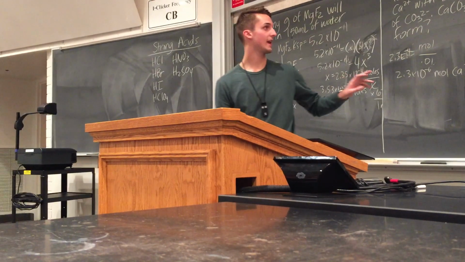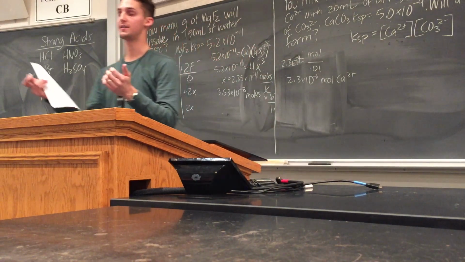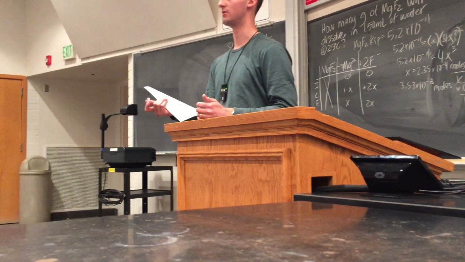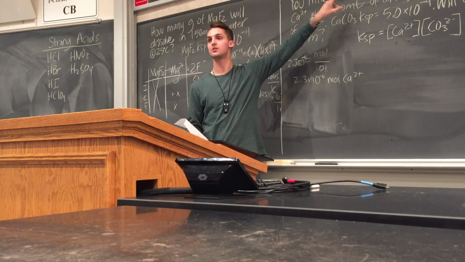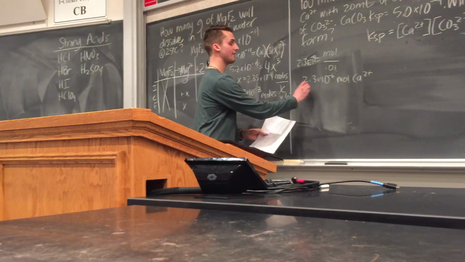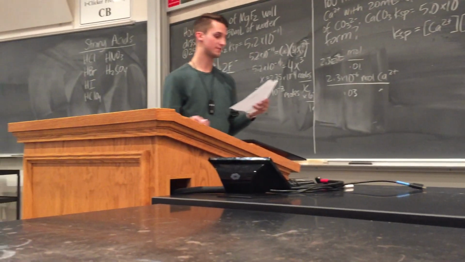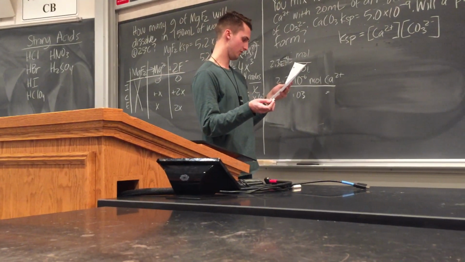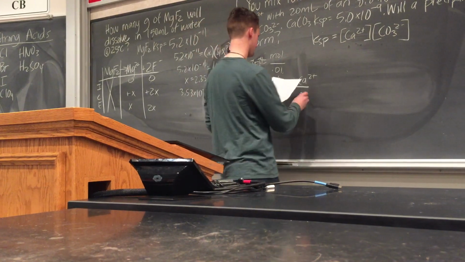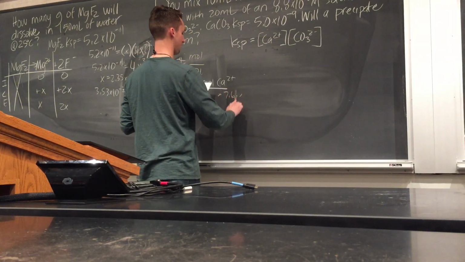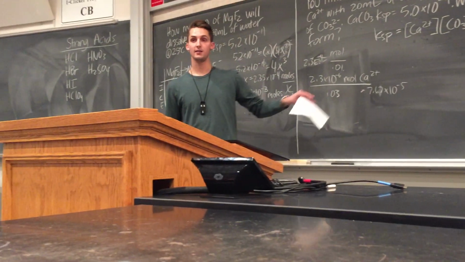Now again, for my KSP expression, I need a concentration of Ca2+. So what I have to do now is divide by the total volume that's there. Okay? So my total volume here would be 10 milliliters plus 20 milliliters, total of 30 milliliters. So I would divide this amount of moles by 0.03. And that's going to give me my concentration of Ca2+. And when you do that, you should get 7.67 times 10 to the negative 5. Okay, so we have Ca2+.